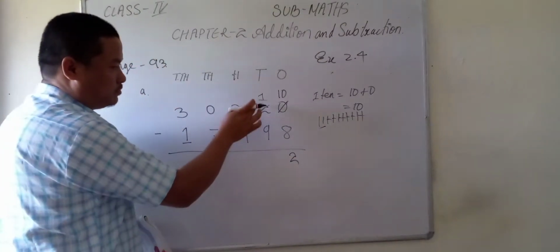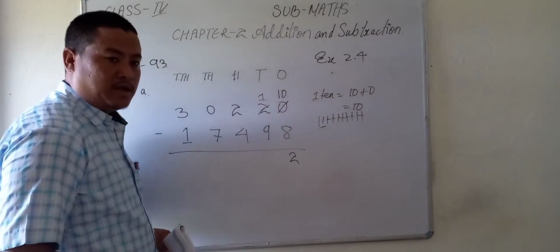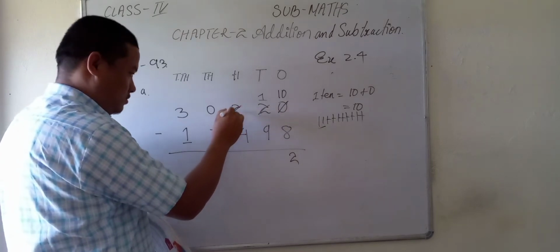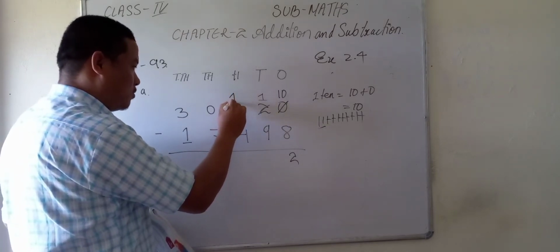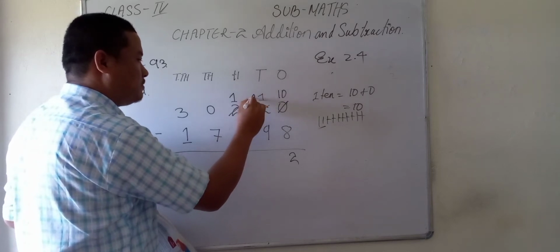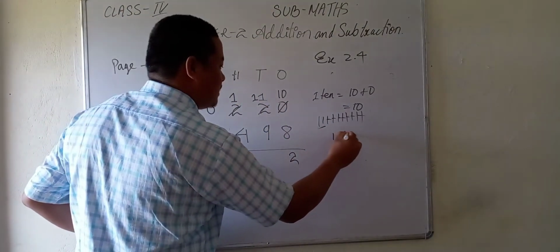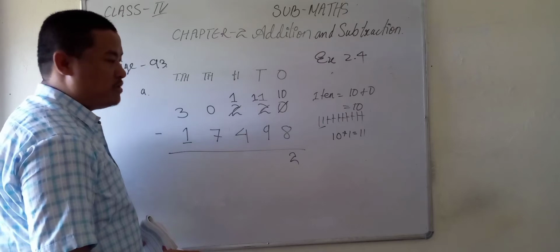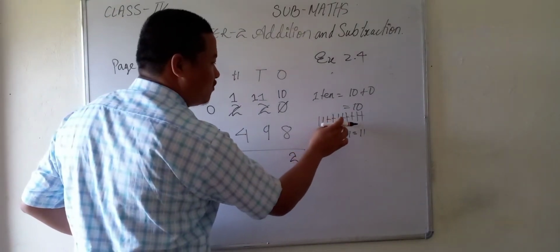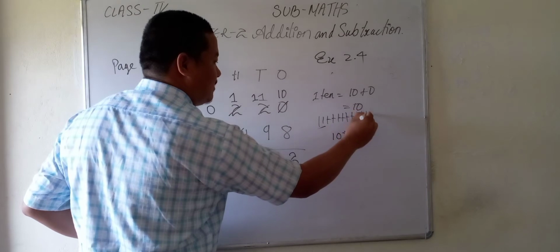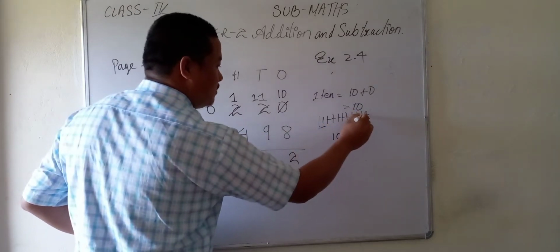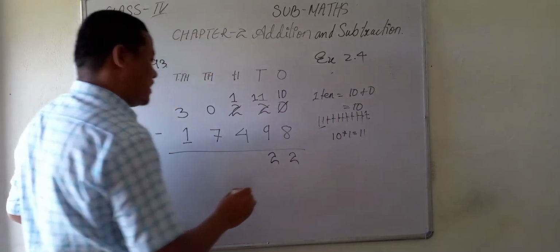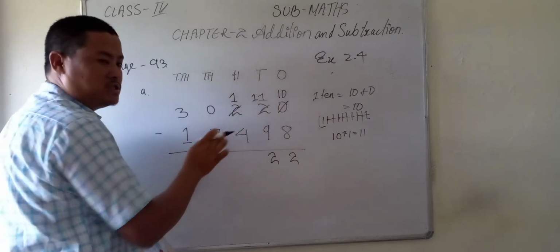Now 1 minus 9. Again, it is not possible. So we'll take 10 from this 2, then this 2 becomes 1 and this 1 becomes 11 because 10 plus 1 is 11. So 11 minus 9. From 11 we have to minus 9. Again 2 remain.